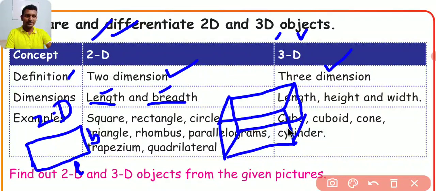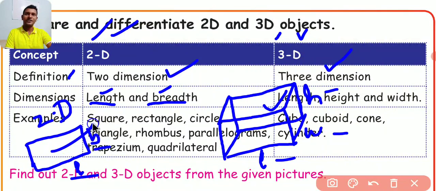Here in this 3D shape we have 3 dimensions. This is length. This is width, also called breadth. And what is height? This is called height. L, W, H. I shortly named them: L means length, W means width, H means height. That is 3 dimensions. That's why it is called a 3D shape. Here we have only 2 dimensions, L and B, length and breadth. That's why it is called a 2D shape. This rectangle is called a 2D shape. This cuboid is called a 3D shape.